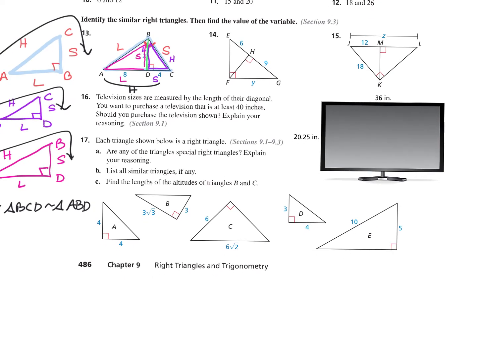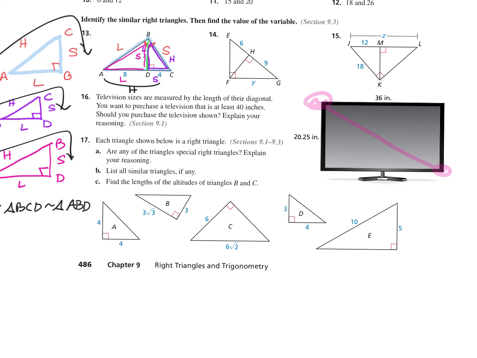whenever you go to buy a TV in real life, the way that they show you the TV, like if it's a 55-inch TV or a 70-inch TV, it's not the horizontal measurement or the vertical, it's that diagonal. From one corner of the TV to the other, that's how they tell you the size of your TV. It's basically the hypotenuse. So it says television sets are measured by the length of their diagonal. You want to purchase a television that is at least 40 or bigger, should you purchase a TV that's shown?